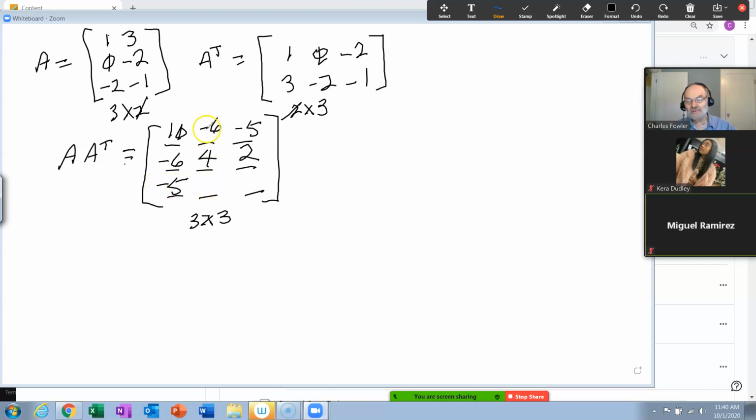The 3, 2 entry here, third row, second column, will be third row of A, second column of A transpose. It would be a negative 2 times 0 is 0, plus a negative 1 times negative 2 is a positive 2, so that's a positive 2. And then the 3, 3 entry here, third row, third column, will be third row of A times third column of A transpose. That would be a negative 2 times negative 2 is positive 4, plus a negative 1 times negative 1 is positive 1. That would be a 5.